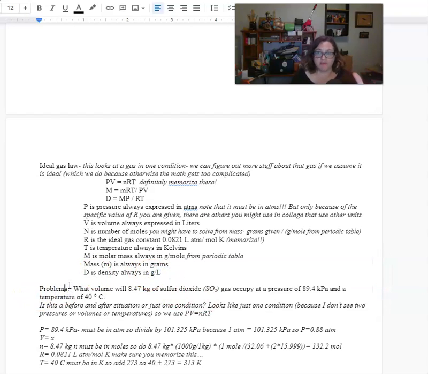Okay, so the problem you have here: what volume will 8.47 kilograms of sulfur dioxide occupy? Remember if you have sulfur, S, and then di means 2, and oxide means oxygen, so sulfur dioxide is SO2. How much volume does this gas occupy at a pressure of 89.4 kilopascals and a temperature of 40?